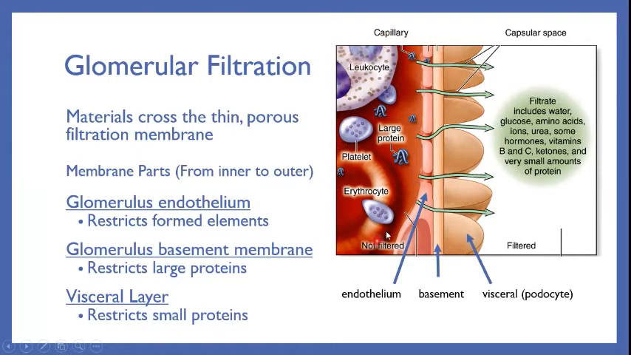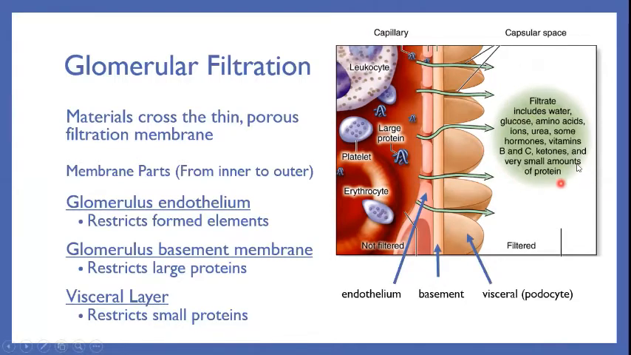Here's the inside of our capillaries, full of large red blood cells, white blood cells, some platelets, some large proteins. On the outside, we have the capsular space where our filtrate is located. Our filtrate is going to be composed of water, glucose, amino acids, ions, urea, hormones, vitamins, all very tiny substances. Whereas the large substances like white blood cells and red blood cells are being contained inside of the capillaries and don't leave and enter the capsular space.